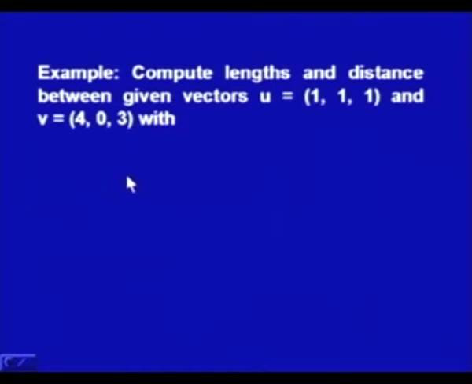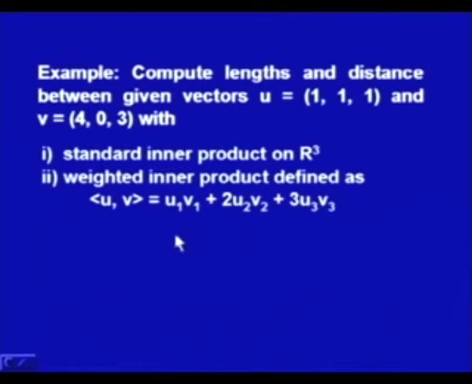Now, let us illustrate this with an example. Compute the lengths and distance between the given vectors u = (1, 1, 1) and v = (4, 0, 3), with the standard inner product on R3 and with the weighted inner product defined as the inner product of u and v equal to u1 v1 plus twice u2 v2 plus thrice u3 v3.